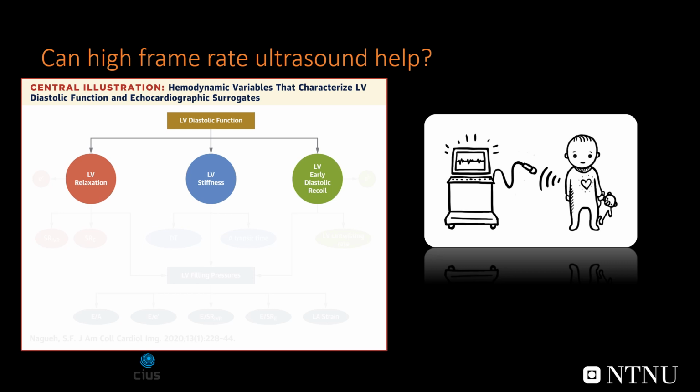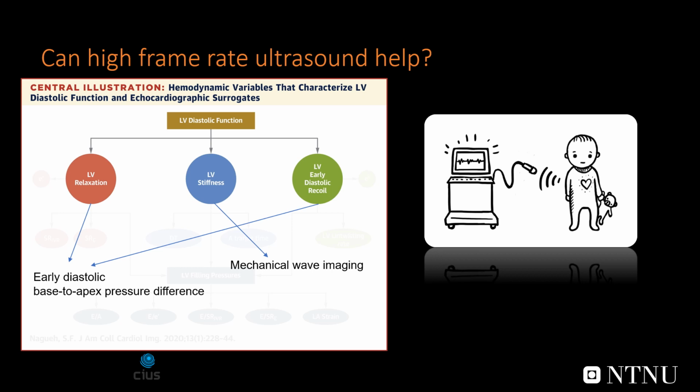Because if we look at the hemodynamic variables we want to estimate, vector flow imaging can be used to estimate the early diastolic base to apex pressure difference that is connected to the left ventricle's relaxation and early diastolic recoil. And mechanical wave imaging has been suggested as a direct measurement of the stiffness of the heart muscle.